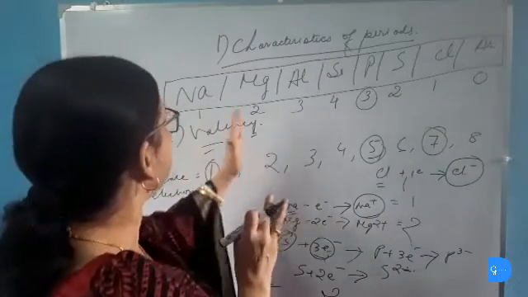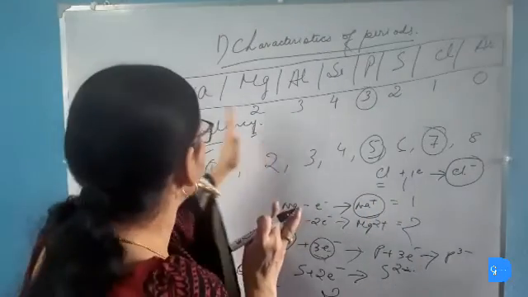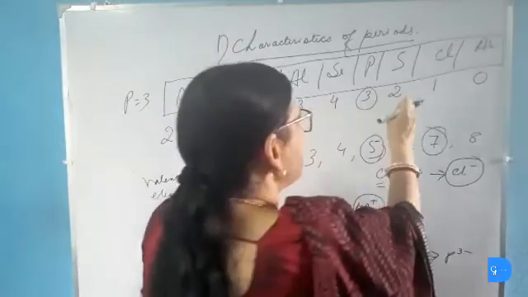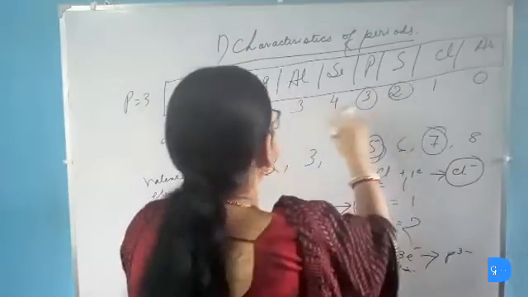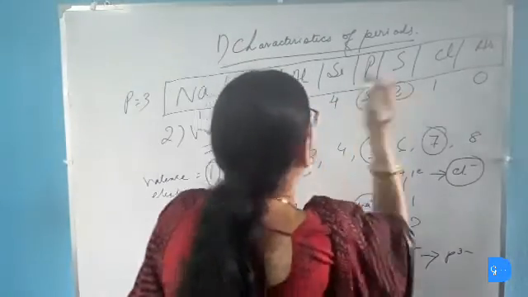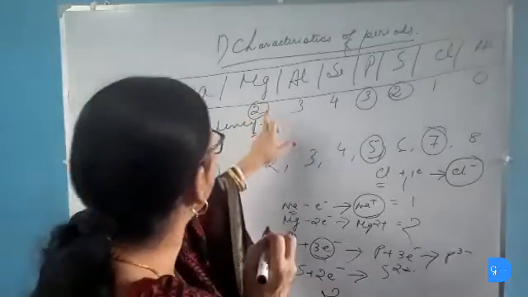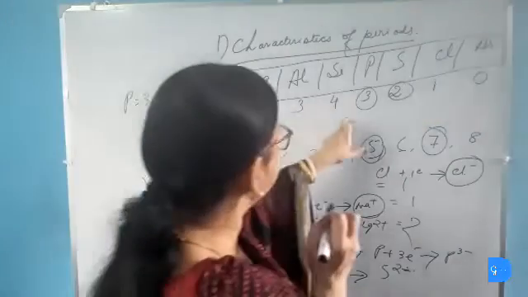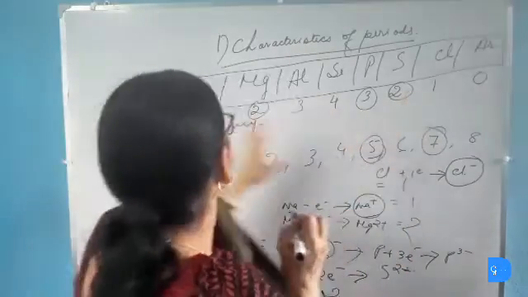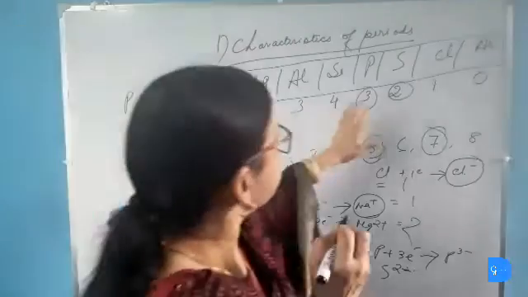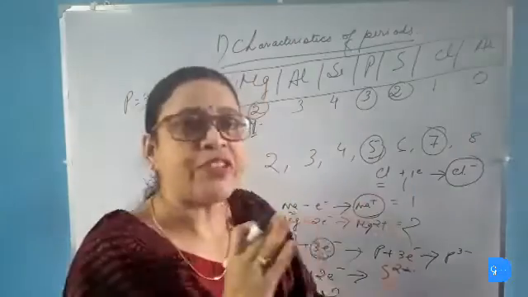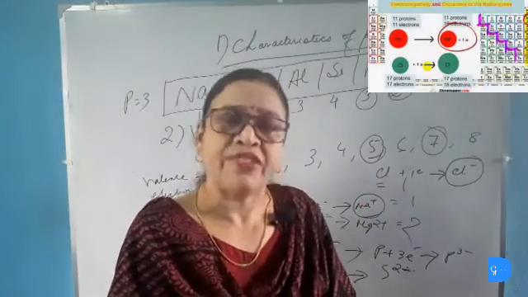So we have seen that the valency of the elements in a period first increases up to 4 and then decreases up to 0. Now, what is the difference between magnesium and sulfur? We have seen that the valency of magnesium is 2 and the valency of sulfur is also 2. Again, the valency of sodium is 1 and the valency of chlorine is 1. Now, what will be the difference? Because both of them have the same valency.